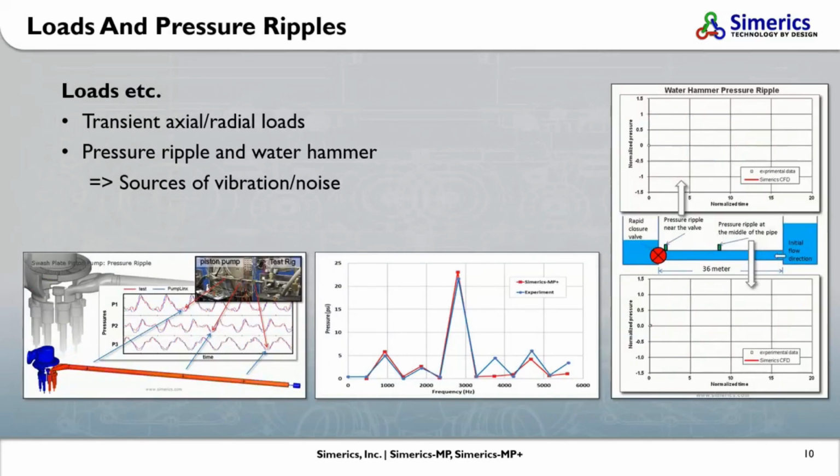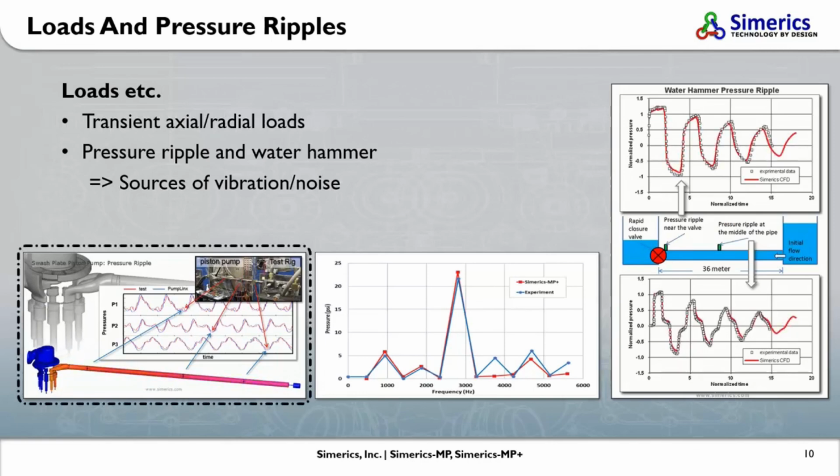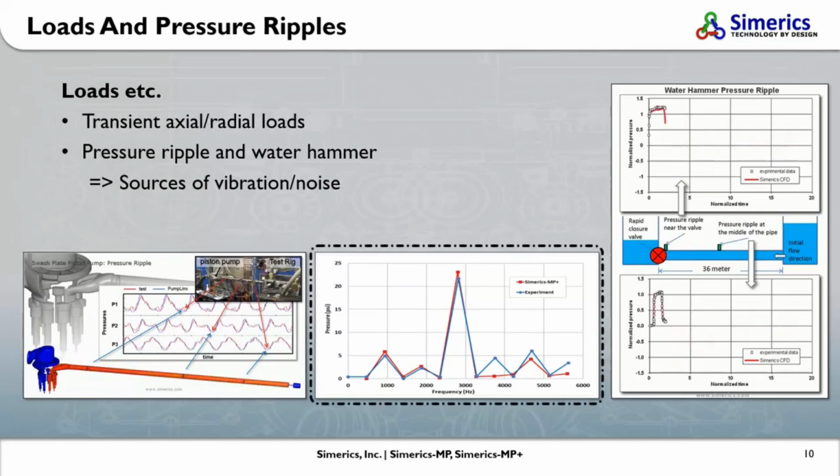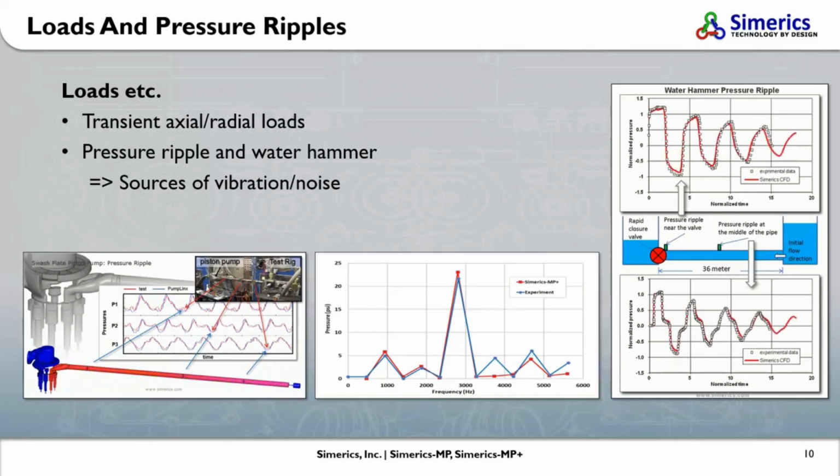Cimerix MP Plus can predict transient loads, pressure ripple, and water hammer phenomena. These results can be used to further analyze vibration and noise in PD pumps. Here on the left are pressure ripple results from a swash plate piston pump simulation compared to experiment data on the right, demonstrating excellent agreement. The pressure ripple can also be output in a frequency domain, with which one can visualize the frequency characteristics of the pressure ripple simulation results and better compare them with experimental results.